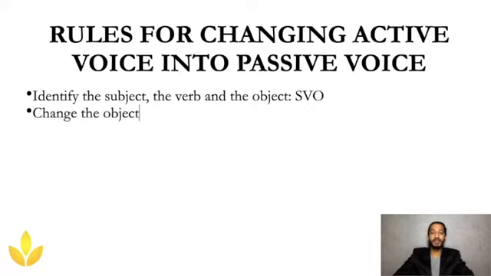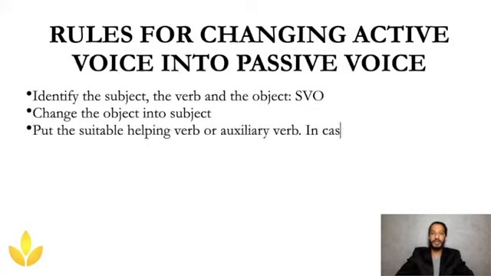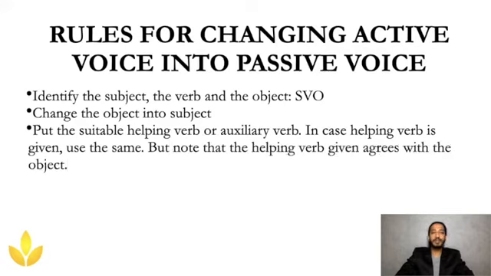Now, like we did when I was discussing how to change active into passive voice, that's exactly what we did. When we take the example of Columbus discovered America, Columbus was replaced by America, and America was replaced by Columbus. So change the object into the subject. Next, put the suitable helping verb or auxiliary verb. In case a helping verb is given, use the same. But note that the helping verb agrees with the object.